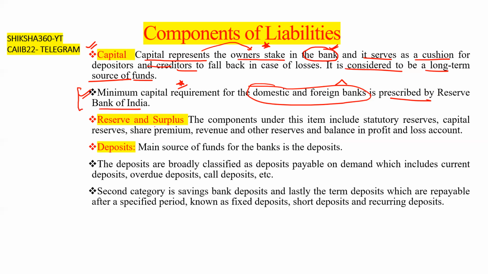The next one is reserves and surpluses. The components under this item include statutory reserves, capital reserves, share premium, revenue and other reserves, and balance in the profit and loss account. All these things are covered under reserves and surplus.